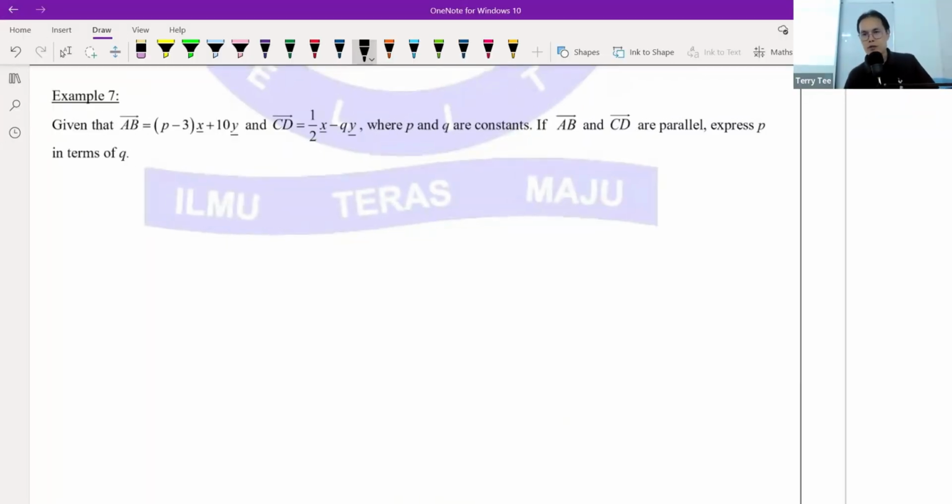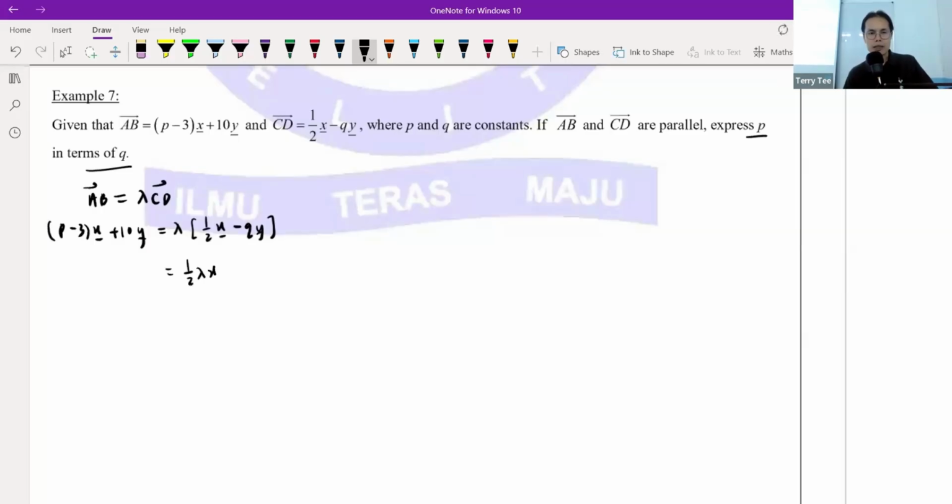But for this question, it's actually finding p in terms of q. Again, now we know if they're parallel, AB must be a multiple of CD. My AB is (p minus 3)x plus 10y. My CD will be half x minus qy. Let's multiply this inside. This should be half lambda x minus q lambda y.